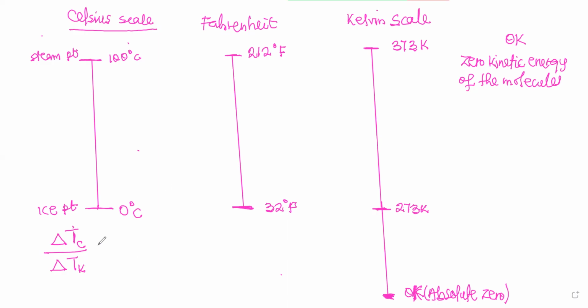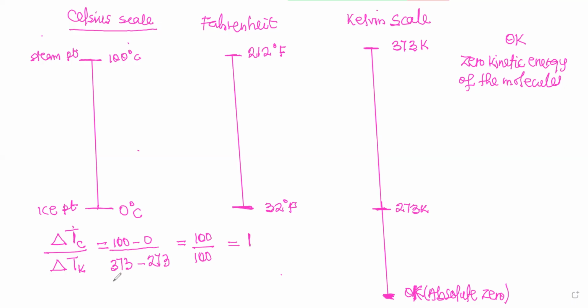How do we determine this change in temperature? When you subtract the lower fixed point from the upper fixed point, 100 minus 0 on the Celsius scale, divided by the upper fixed point minus the lower fixed point on the Kelvin scale, 373 minus 273. The numerator gives us 100. The denominator also gives us 100. This ratio is equal to 1.